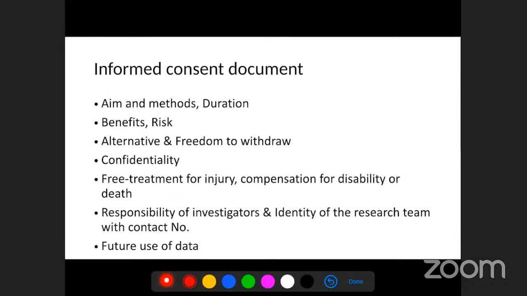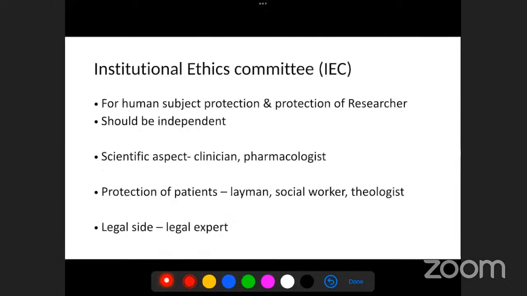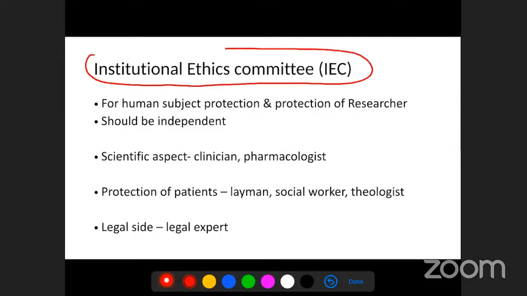And what are the responsibilities of the investigator, how will you contact the research team, how will you contact the ethics committee, and whether there is any future use of data, etc. These all things should be mentioned in the informed consent form. Remember, I also told you that researchers themselves cannot make a good judgment about the ethical violation. That is why the institutional ethics committees are created.